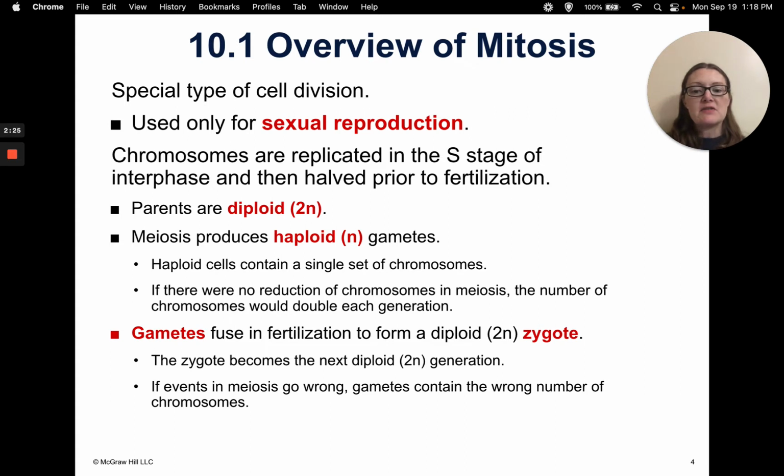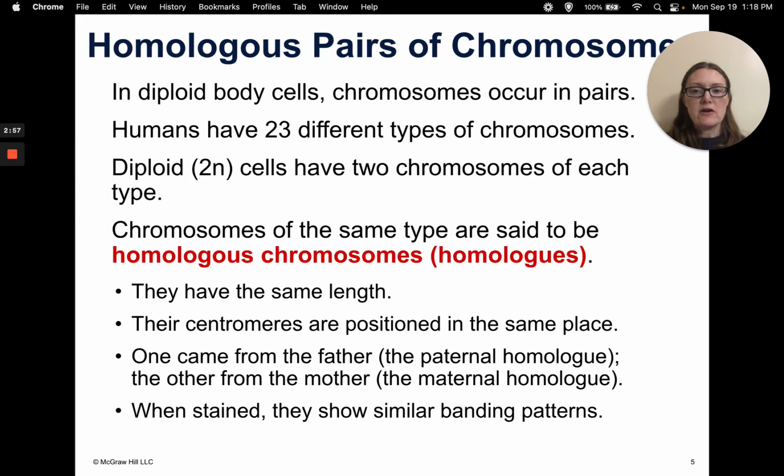If events in meiosis go wrong, gametes contain the wrong number of chromosomes. We see this most commonly in Down syndrome. Down syndrome is called trisomy 21 because they have an extra chromosome 21. So they actually have 47 chromosomes instead of 46. There are cases where individuals can have fewer chromosomes than 46. A lot of times these mutations will result in spontaneous termination of the pregnancy. But in some cases, like with Down syndrome, the offspring does live longer.